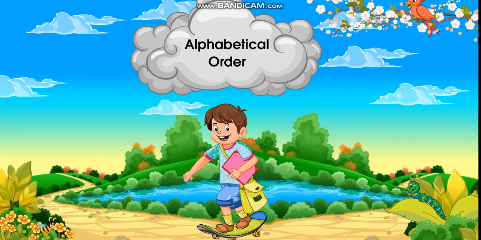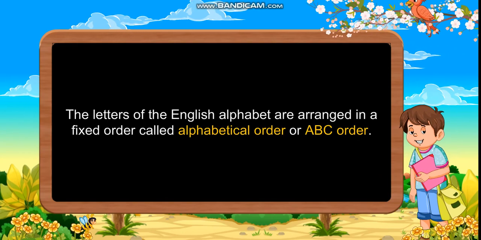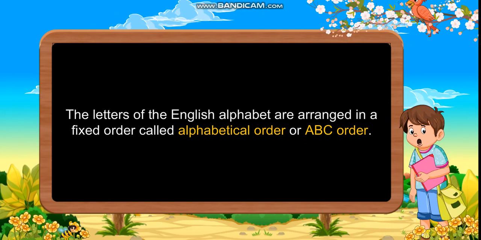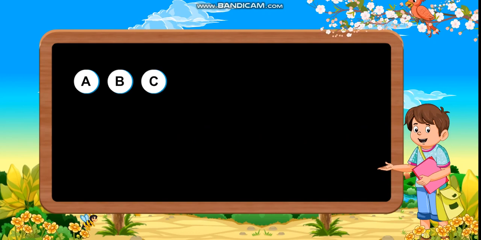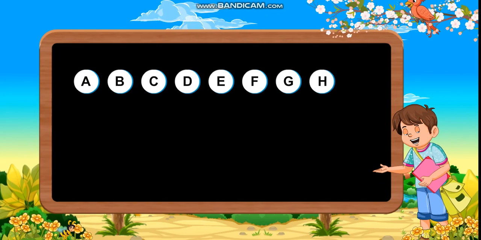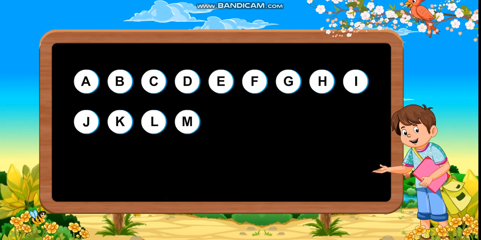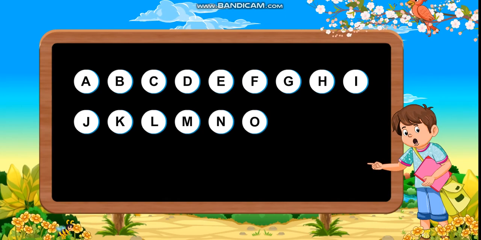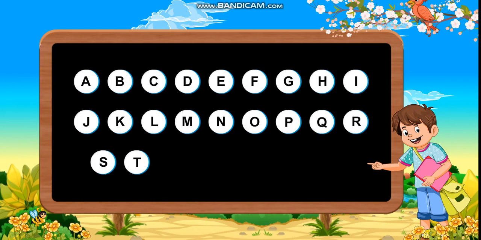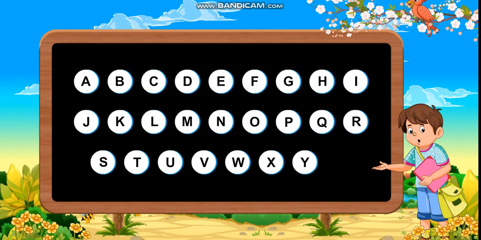Alphabetical order. The letters of the English alphabet are arranged in a fixed order called alphabetical order or ABC order. A, B, C, D, E, F, G, H, I, J, K, L, M, N, O, P, Q, R, S, T, U, V, W, X, Y, Z.